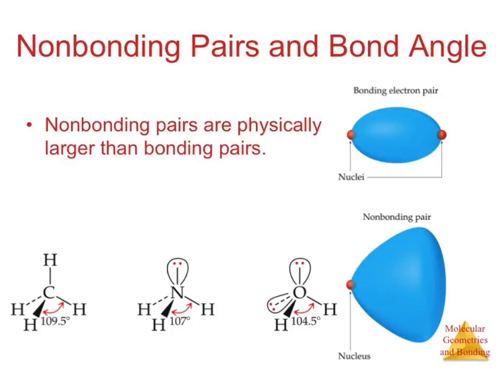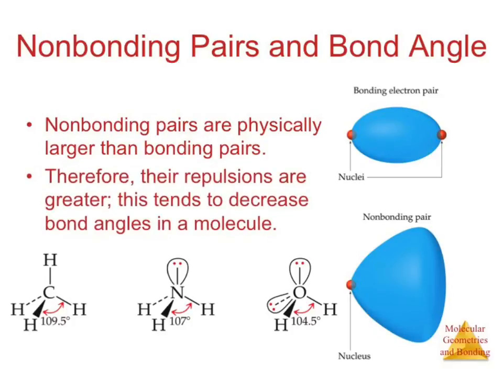We went from 109.5 to 107. If we add yet another non-bonding group of electrons, it's pushing even closer to the center atom. What happens? It gets even smaller, 105.7. Okay.